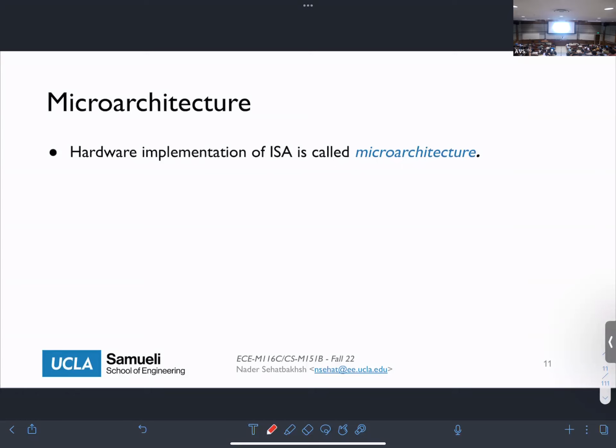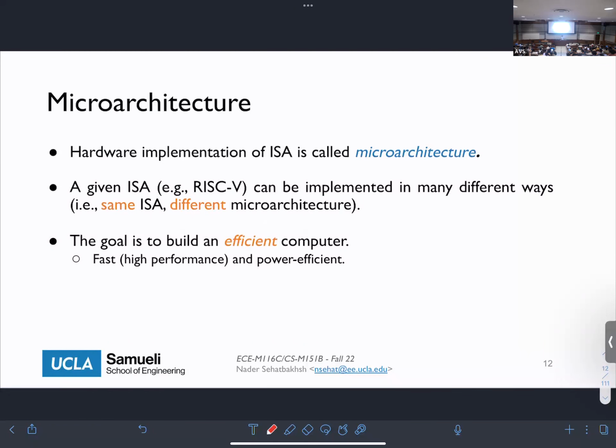So the microarchitecture is that we are given an ISA with all these different units and blocks, RS1, RS2, and all those things, and we need to implement it in literal hardware blocks, and that's what we call a microarchitecture. One thing to note is that having the same ISA doesn't mean that the microarchitectures are exactly the same thing.